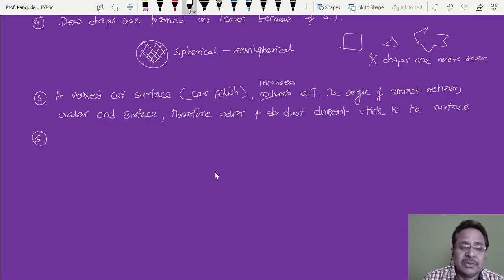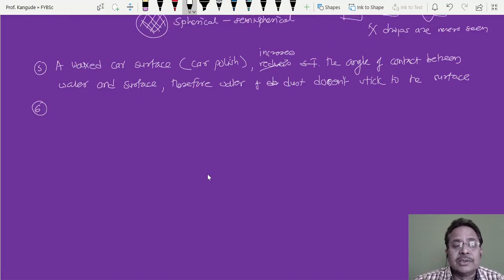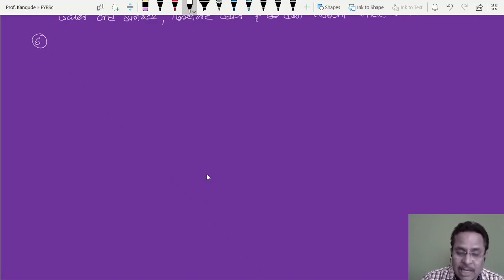Then sometimes there is a very interesting example. Some toothpastes are mixed with soaps.